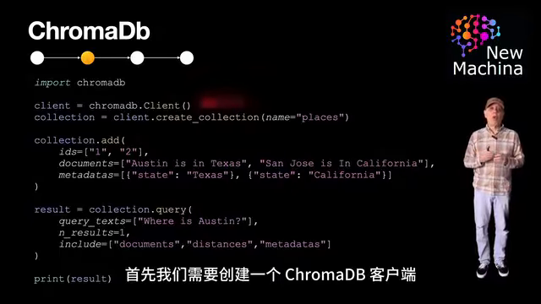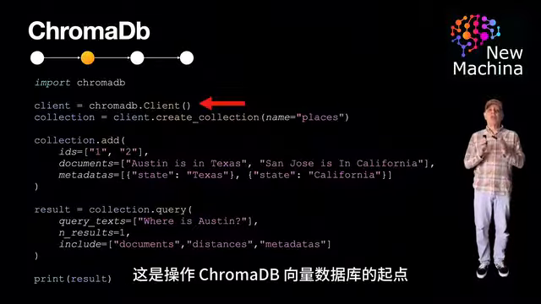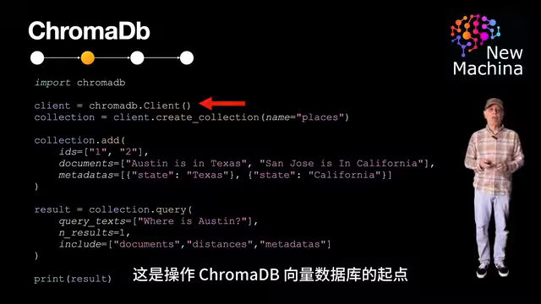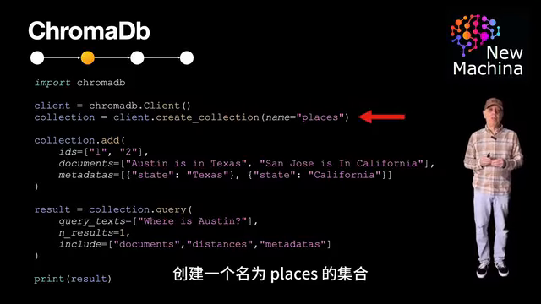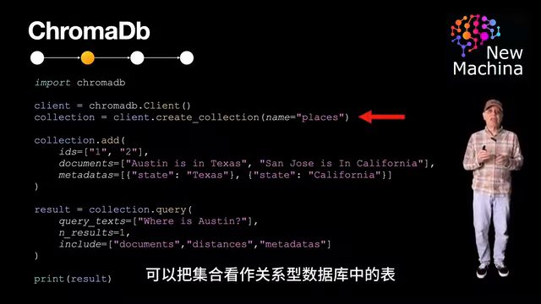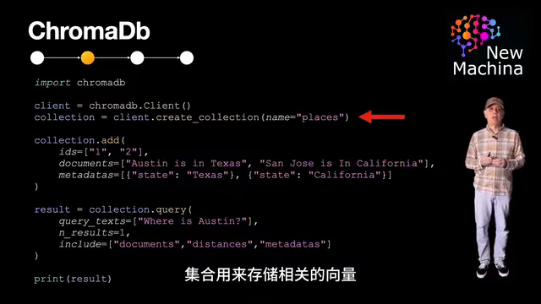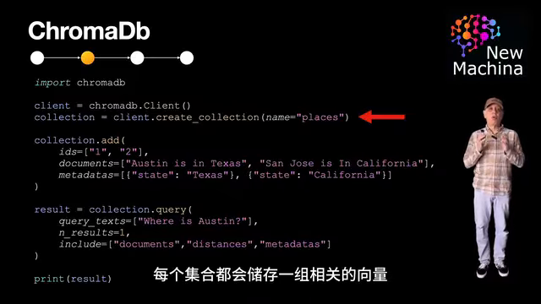First, we create a ChromaDB client, which is the starting point for interacting with the ChromaDB vector database. Next, we create a collection named places within ChromaDB. Think of a collection as like a table in a relational database. A collection will store related vectors.